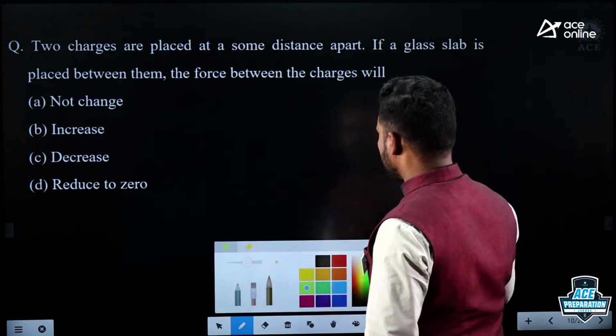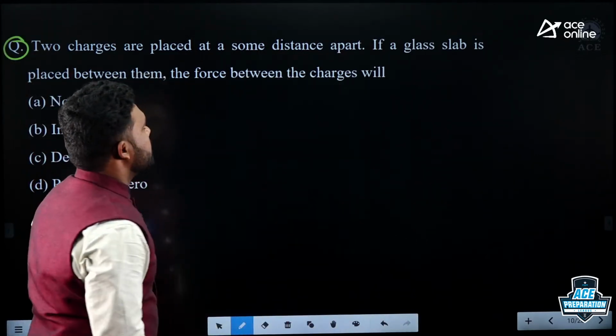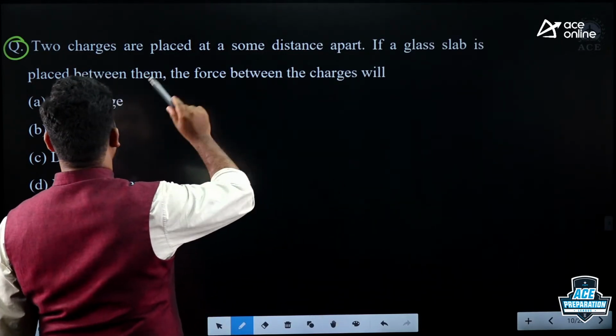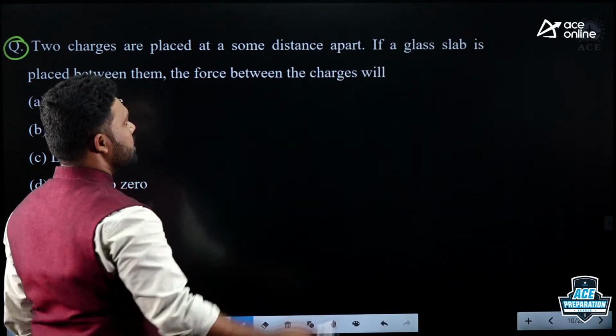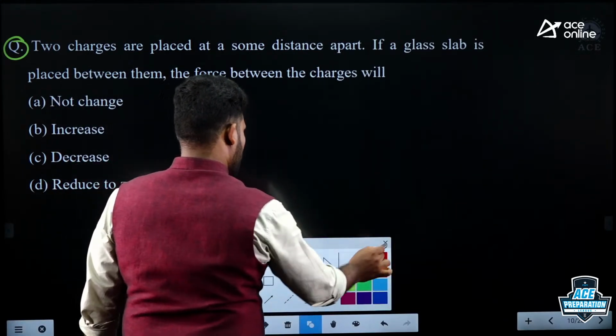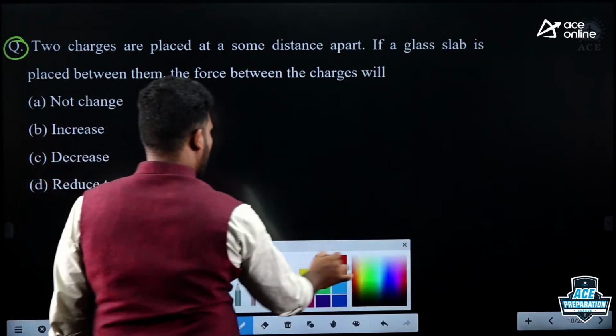Okay, read out this question. This was also one of your previous questions. Two charges are placed at some distance apart. If a glass slab is placed between them, the force between the charges will... Simple. You need to remember this. You can deal with all these things just by Coulomb's law.